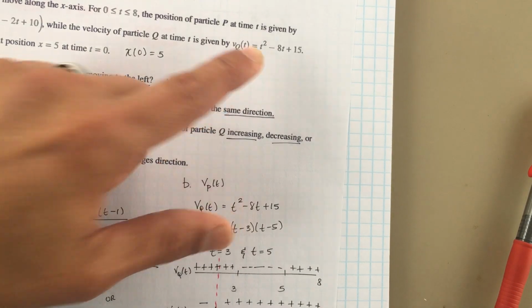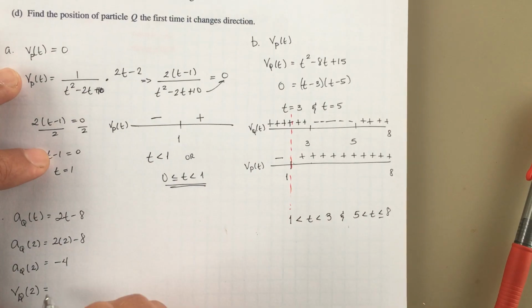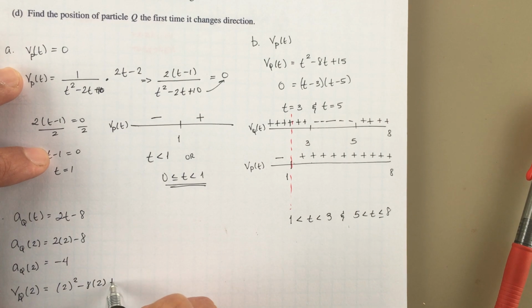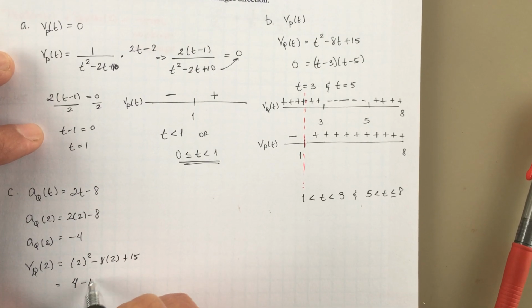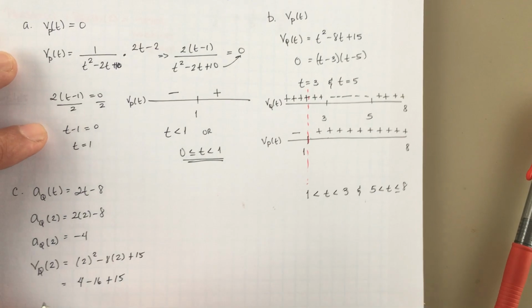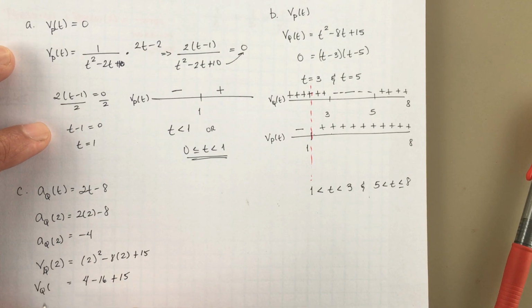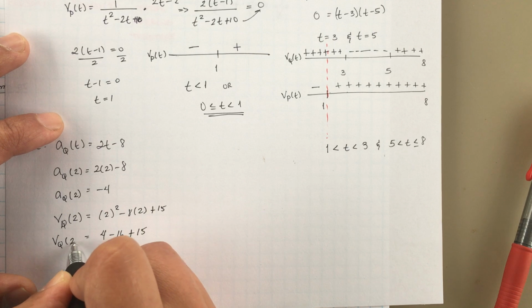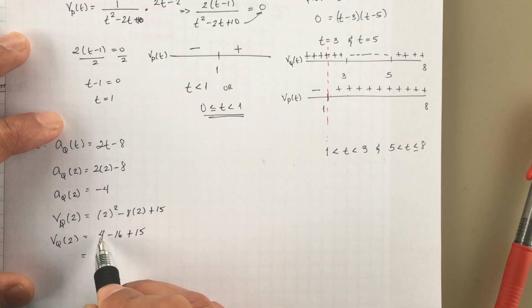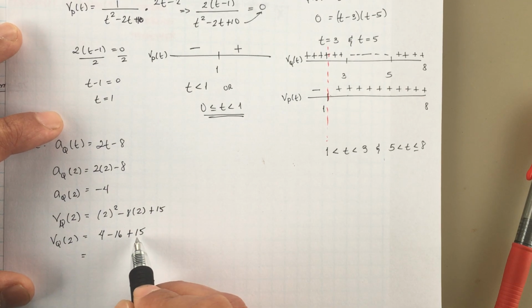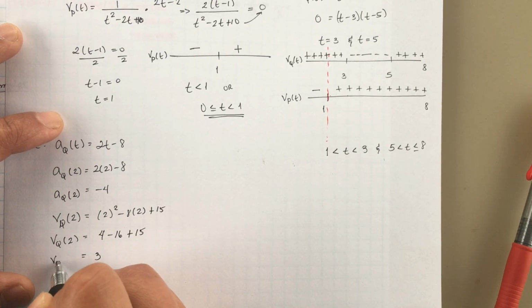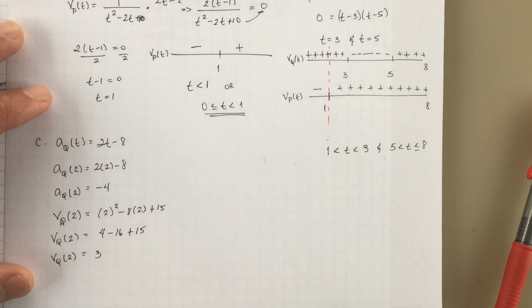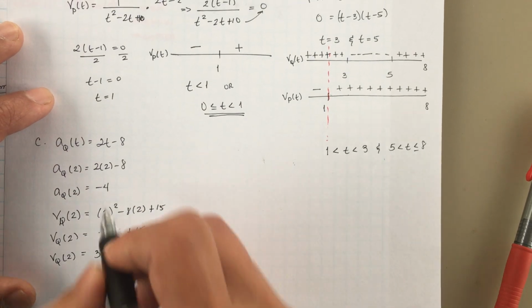So t squared minus 8t plus 15. That means 2 squared minus 8 times 2 plus 15. 2 squared is 4, minus 8 times 2 is 16, plus 15. The velocity of the q particle at 2. So let's see here. 4 plus 15 is 19. 19 take away 16 is 3. The velocity at t equals 2 of the particle q is 3. So you look at that.